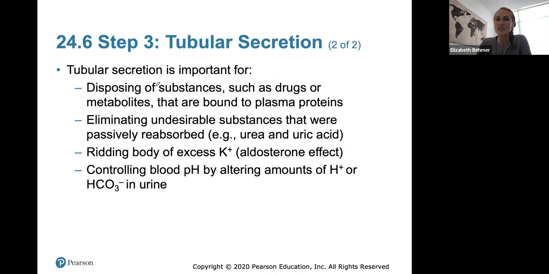This is important for disposing substances, drugs, metabolites that are bound to plasma proteins, eliminating undesirable substances like urea, uric acid, ridding the body of excess potassium ions, and controlling blood pH by altering the amounts of hydrogen or bicarbonate ions in the urine.